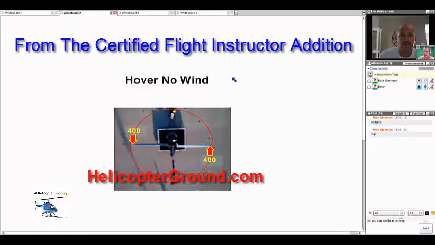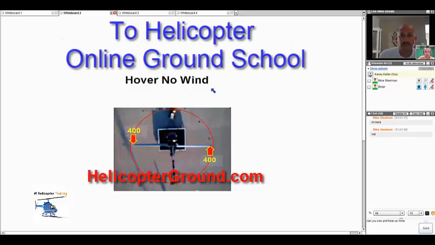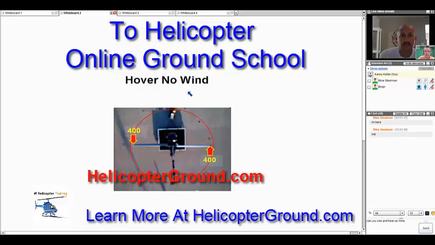the difference in lift. Now, I like teaching this way. This is just kind of cool. I think it's a good way to get people to understand. So I use this first scenario, hover with no wind.